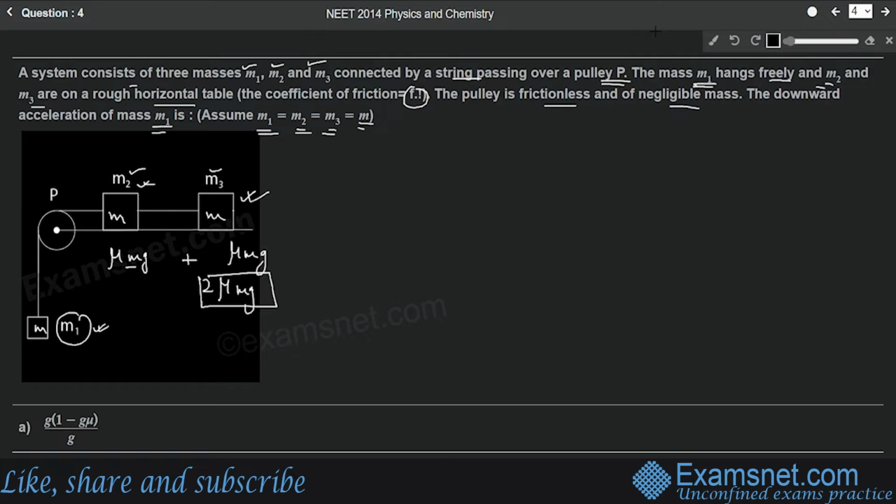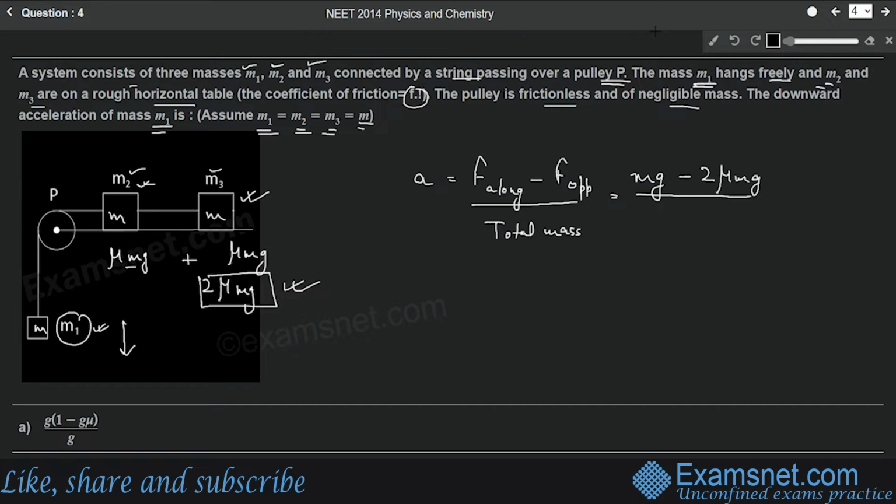Now we have to find the acceleration, downward acceleration. So that will be equal to resultant force, that means the force along the acceleration minus the force opposite to the acceleration, that means the frictional force, upon total mass. So force along the acceleration, that means this downward motion, it will be equal to mg minus the force opposite to the motion, that means the frictional force. We have seen that the total frictional force is 2 mu mg. Okay, so minus 2 mu mg upon the total masses. So there are three equal masses, so it will be 3m, right?